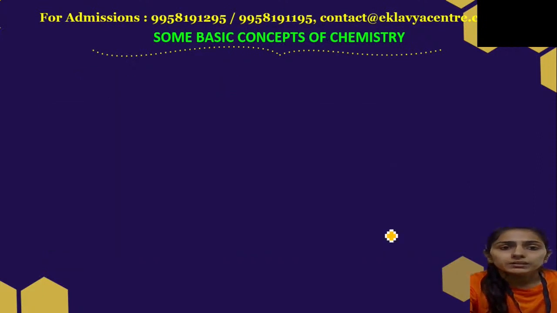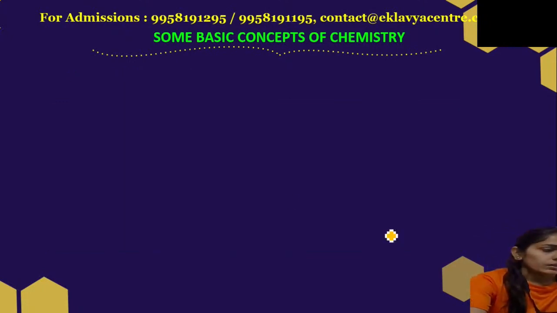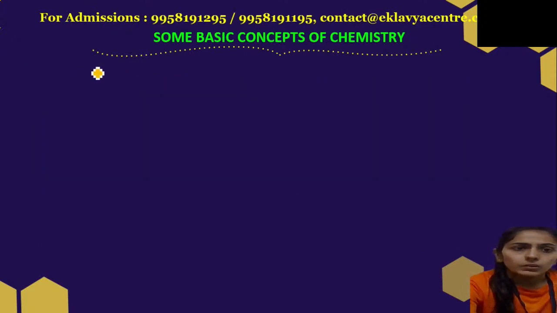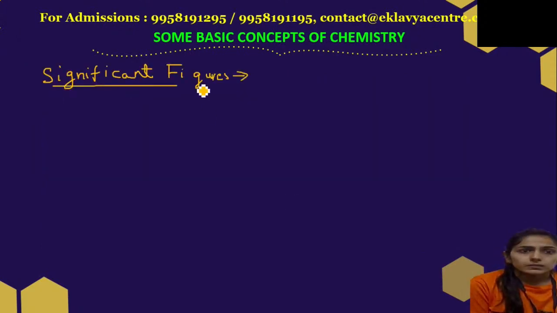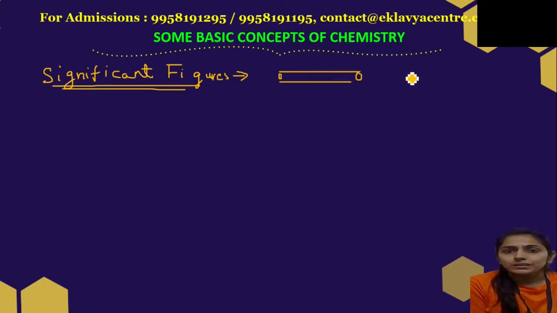Okay, now the next topic which we have to learn is about significant figures. What are significant figures? Suppose I have a rod and I ask you to measure the length of the rod, and you have told me that the length of the rod is 2.42 centimeter.